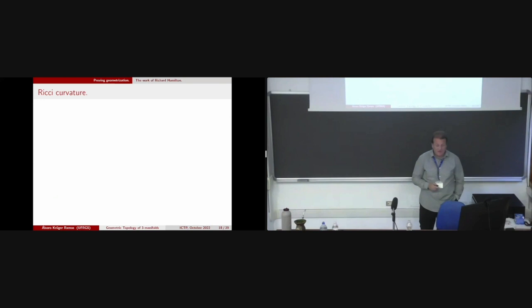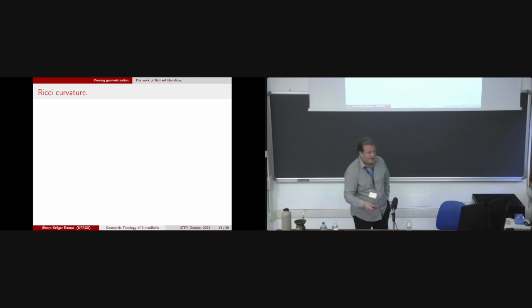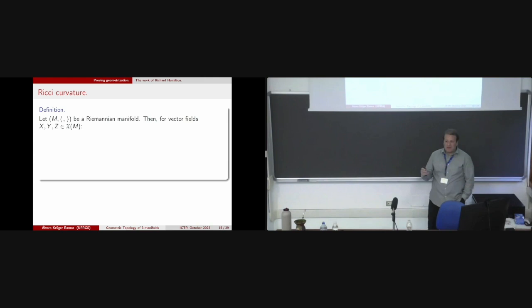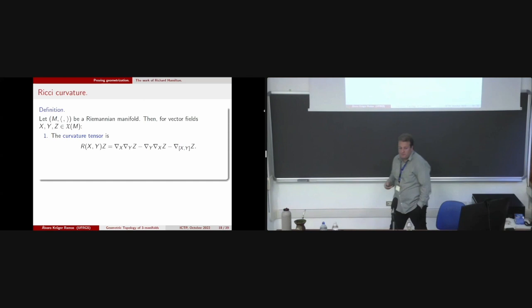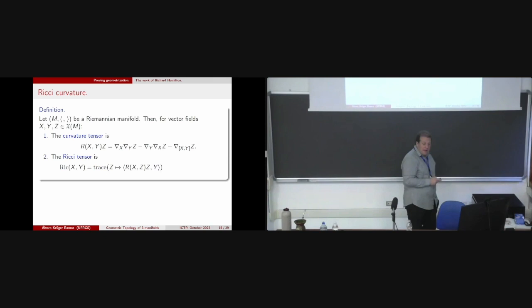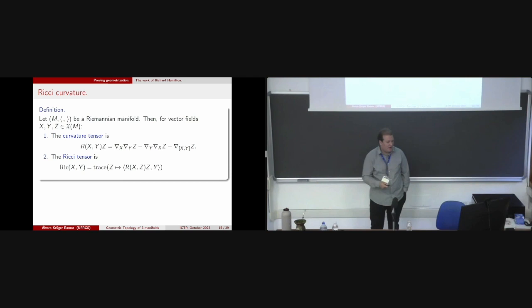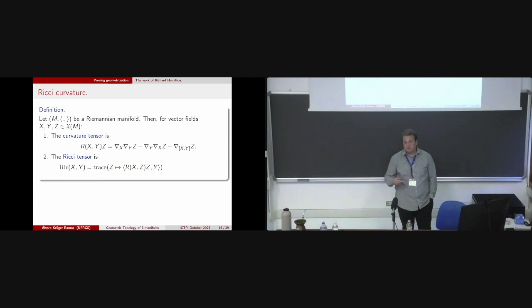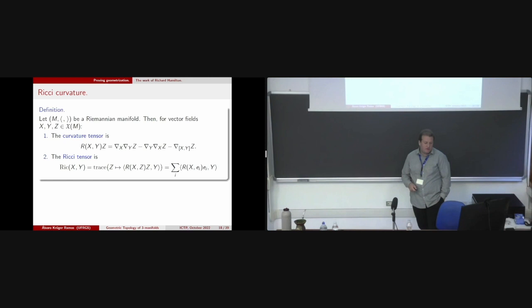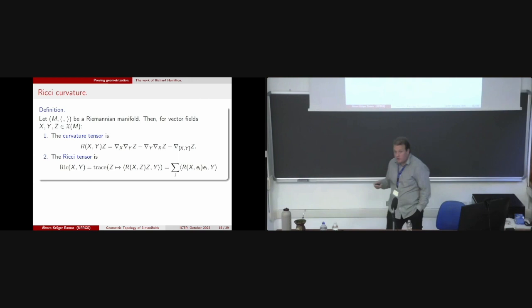First, I need to define, if you don't know what that is, what the Ricci curvature is. So you take your Riemannian manifold, a differentiable manifold and a metric, and you take vector fields x, y, and z, and you have the curvature tensor equal to this expression here, and you have the Ricci tensor, which is basically the trace of the curvature tensor when you combine it with another inner product. You use the metric as well. So this is the Ricci tensor, which is basically the Ricci curvature. You can use an orthogonal basis to compute this trace, but I don't like choosing an orthogonal basis because we will change the metric soon. But this is well defined. The trace is always well defined.